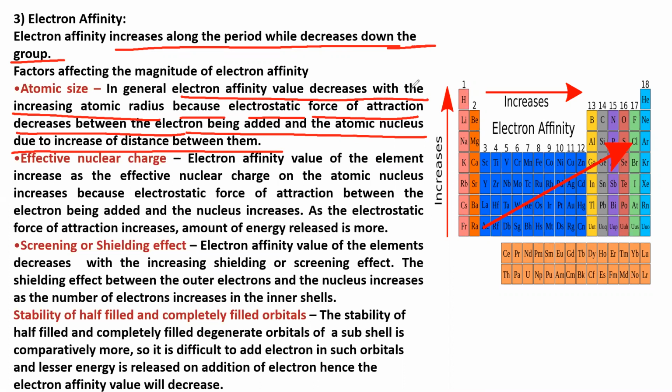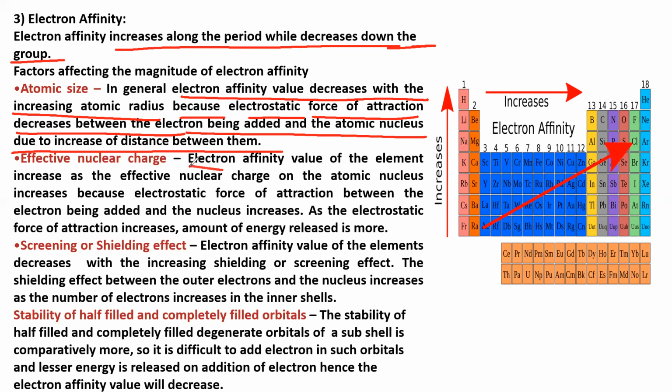Next, the second point, effective nuclear charge. So the first point is clear: atomic size. As the atomic size or atomic radius increases, the electron affinity value decreases. This is due to the decreasing electrostatic force of attraction between the electron being added and the nucleus with increasing distance. As the atomic size increases, the tendency of the atom to lose electrons increases, and automatically its electron affinity value decreases.